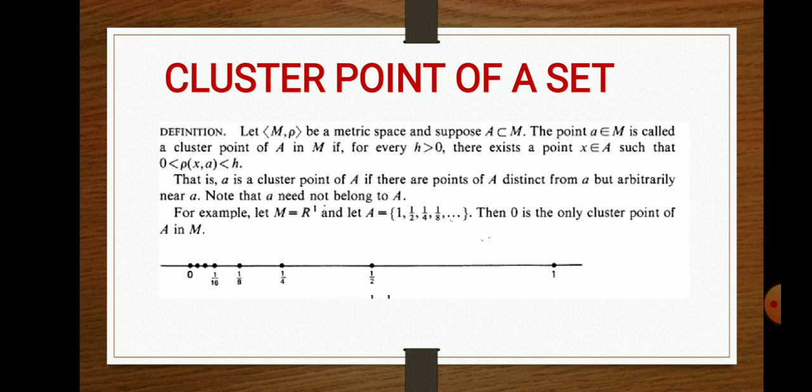For example, consider the metric space R with the absolute value metric and let A be equal to 1/2, 1/2 square, 1/2 cube, and so on, which is the set of all 1, 1/2, 1/4, 1/8, etc. Here 0 is the only cluster point of A in M. From the diagram, if you choose any h, the distance between 0 and some element in A is always less than the positive real number h.